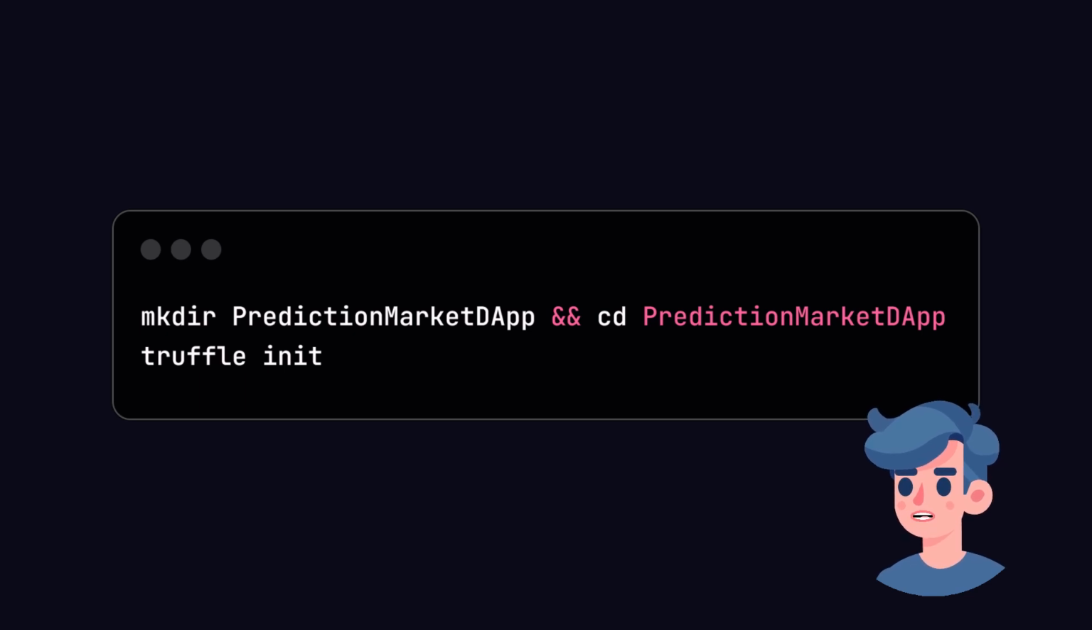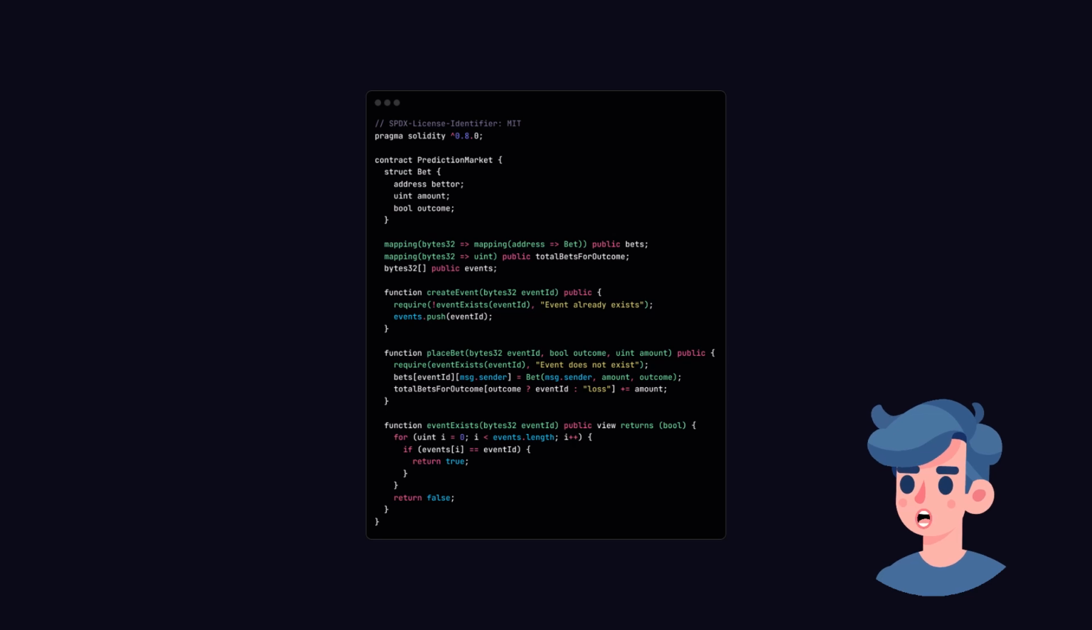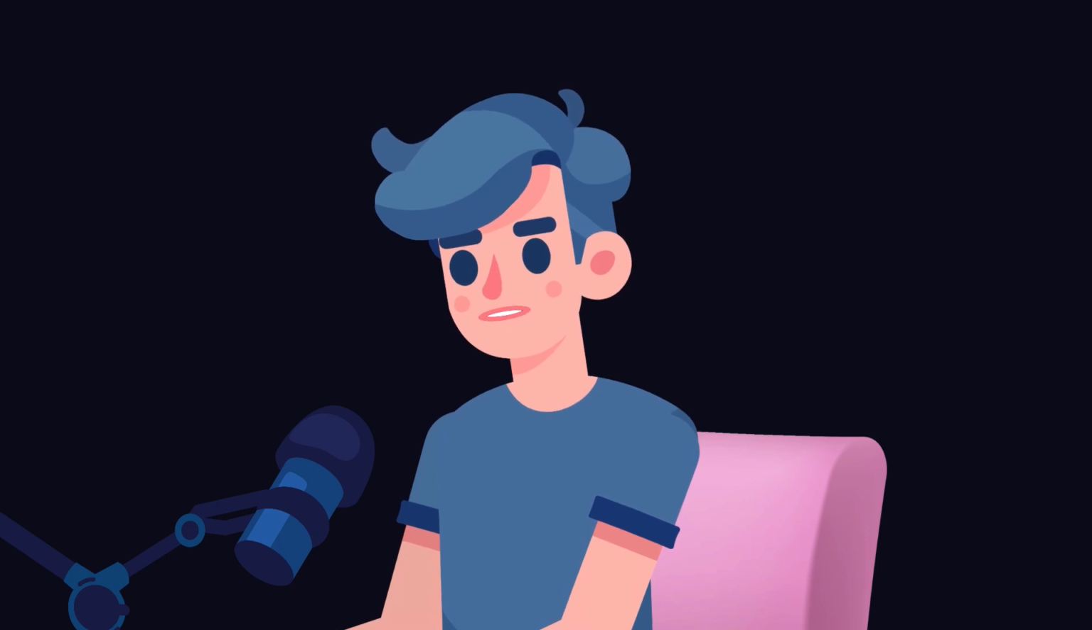Create a new directory for your project and initialize it with Truffle. In your newly created Truffle project, navigate to the Contracts directory. Here, we will create our PredictionMarket.sol file. Open your favorite code editor and create this file. Here is the outline of the smart contract.